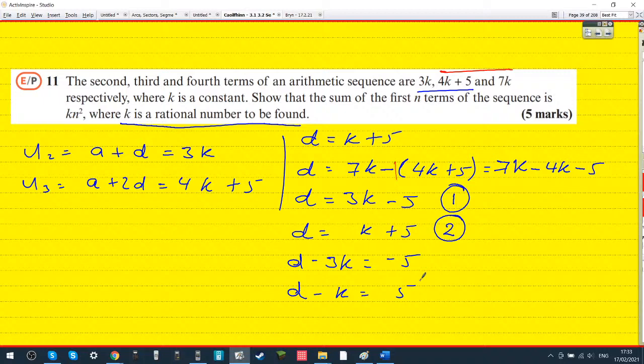I got x equals 10 and y equals 5. So d equals 10 and k is 5. That's it. K is 5. And so we have to show that the first n terms of the sequence is this. How do we do that?